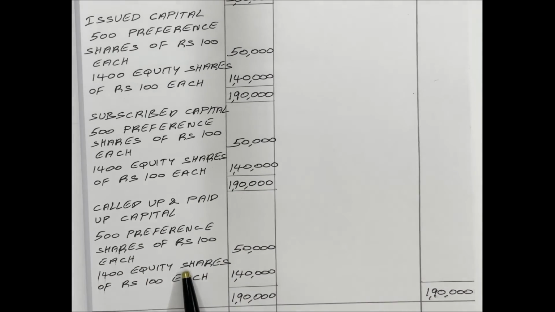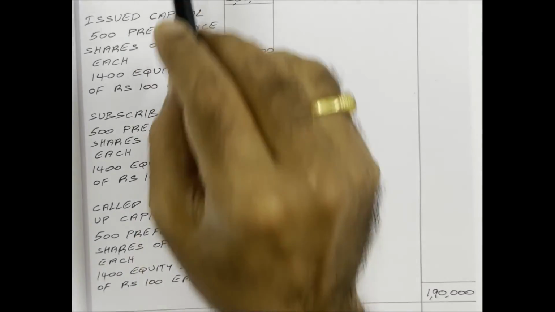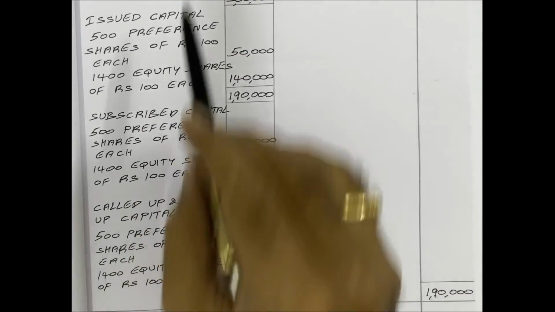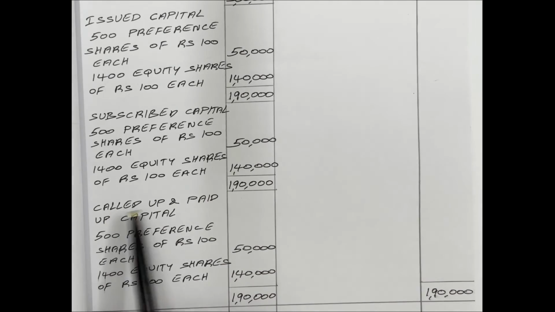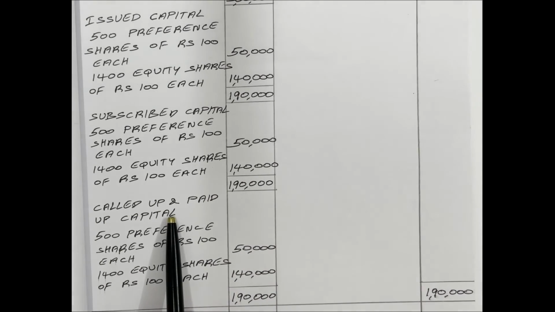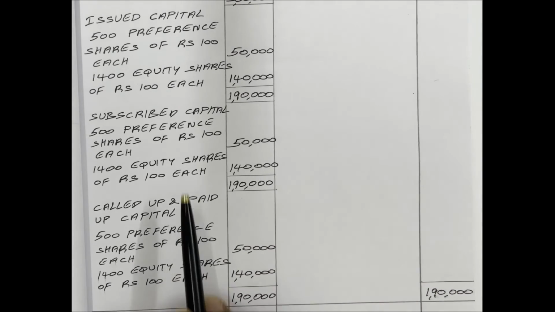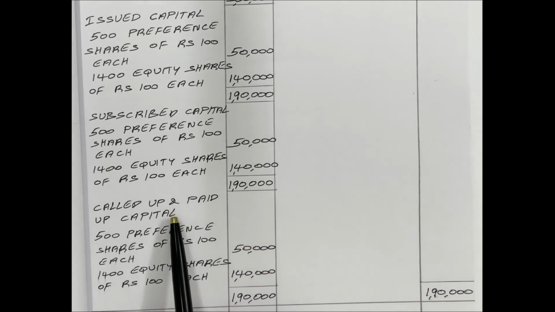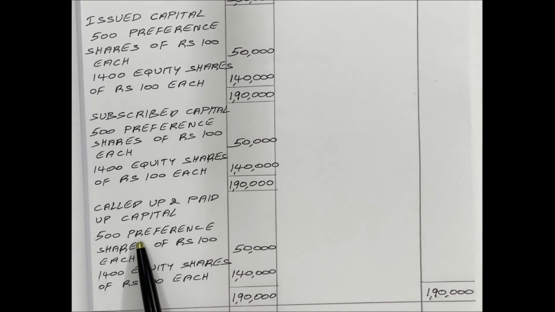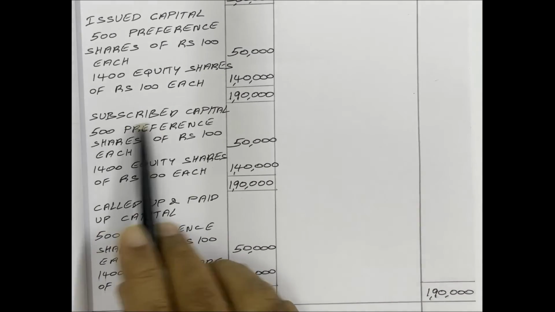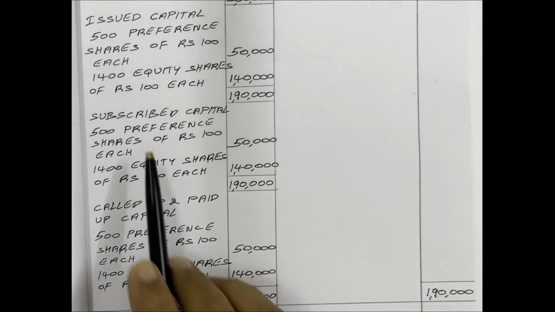Now finally come to called up and paid up capital. So authorized capital, issued capital, subscribed capital we have to show separately. But called up and paid up capitals we have to show combinedly. Called up capital. In the current year, the company made application, allotment, and call also. Means all these three amounts in the current year only the company received. Therefore, called up capital is also the same. Subscribed capital, called up capital same.